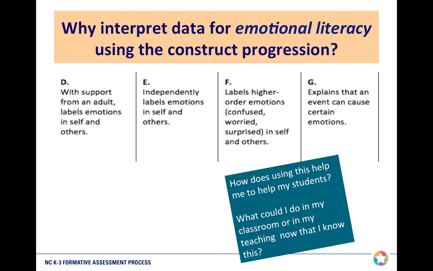So again, how does using this help me to help my students? Once you know where they are along the construct progression, then you know what the next step might be. If they're able to label, oh, here's where this child feels, I know that I'm feeling happy, that my friend is feeling sad, then you can move on to higher level emotions, to cause and effect relationships with your students.